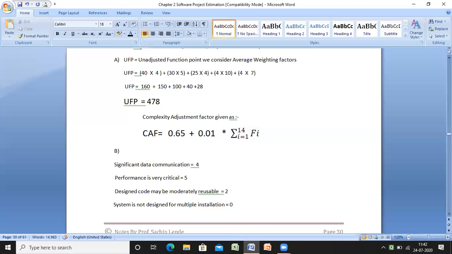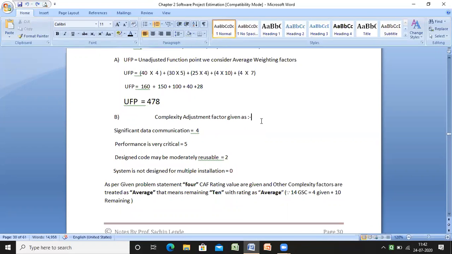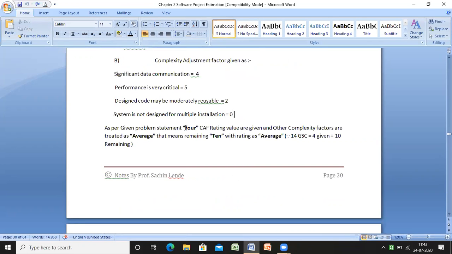If you write down the formula here, that's a good thing. So significant data communication 4, performance is critical 5, design code may be moderately reusable 2, and system is not for multiple installation, they have mentioned the rating for it as 0. As per the given problem statement, 4 CAF rating values are given, and other complexity factors are treated as average. This means the 10 have rating as average. So out of 14 general system characteristics, 4 are given: 1, 2, 3, 4.